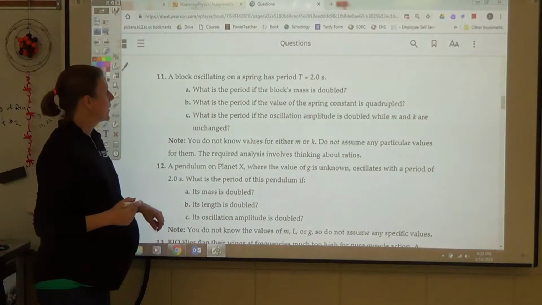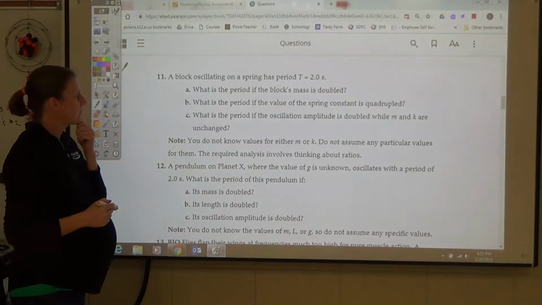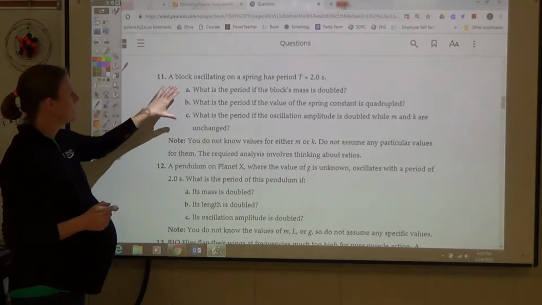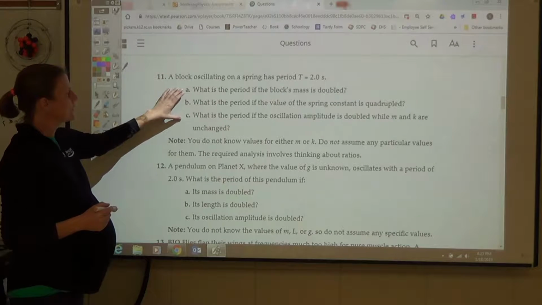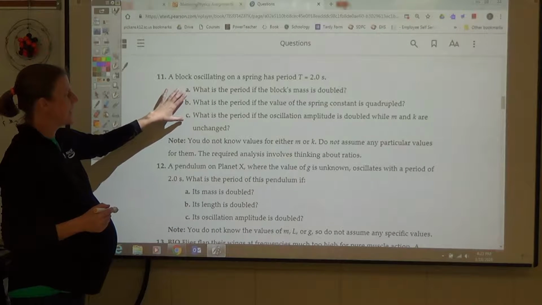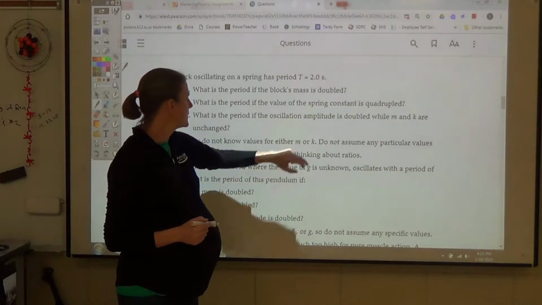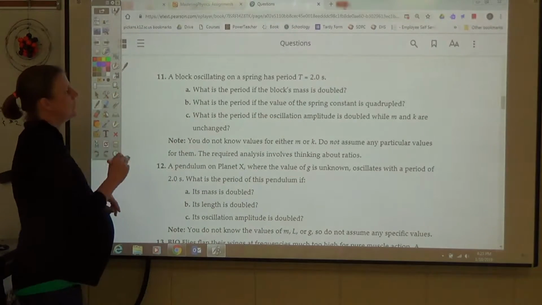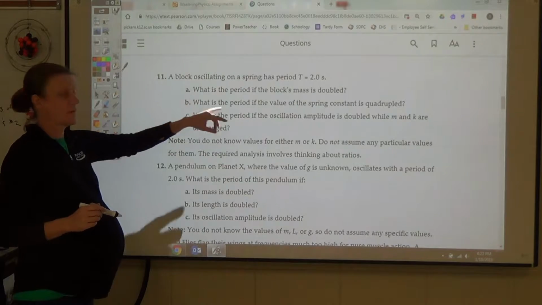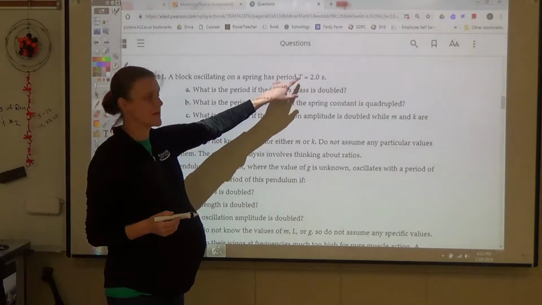All right, 11 and 12. Block oscillating on a spring's got a period of 2. Like we just sort of saw. What's the period if the block's mass is doubled? All right, now we're going to talk about spring constant, amplitude. So it might be helpful to think of a formula that involves mass and period.